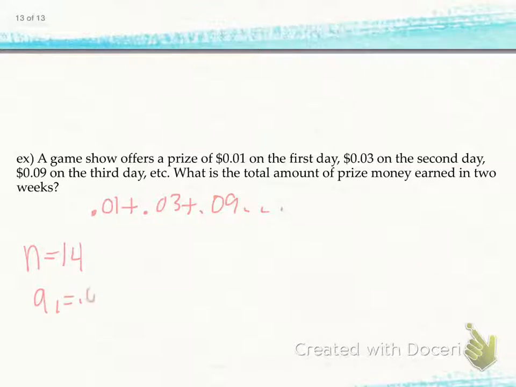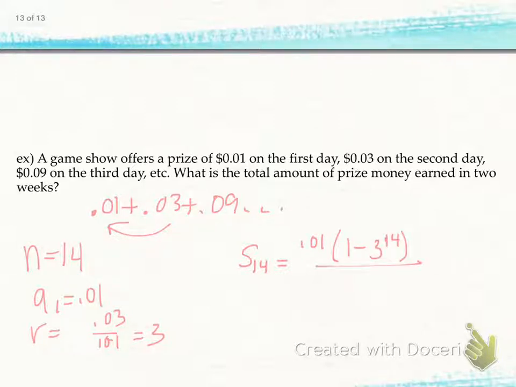So my first day was 1 cent. We need to figure out the rate that it increases by, because I need my rate, my n, and my a sub 1 to find the sum. So I'm going to take 0.03 divided by 0.01 to find that rate. So this over this. So that's 3, and then I can just plug it into my sum formula. So I'm going to do s of my n, which is equal to my first term, 0.01, times 1 minus my rate of 3 to my n power, which is 14, all over 1 minus my rate again. And the total is going to be 23,914.84 cents.